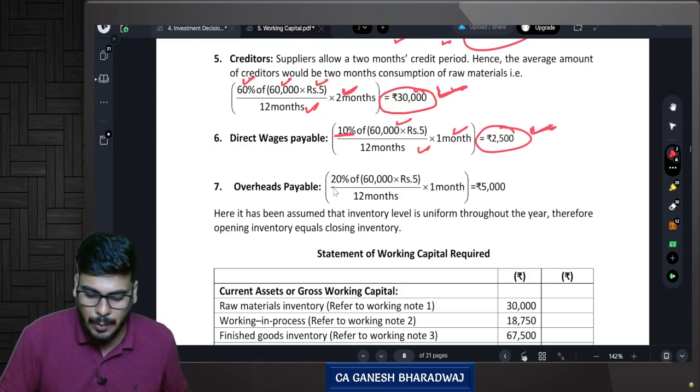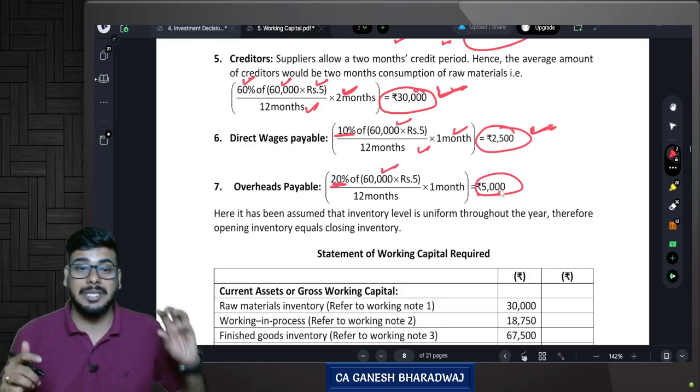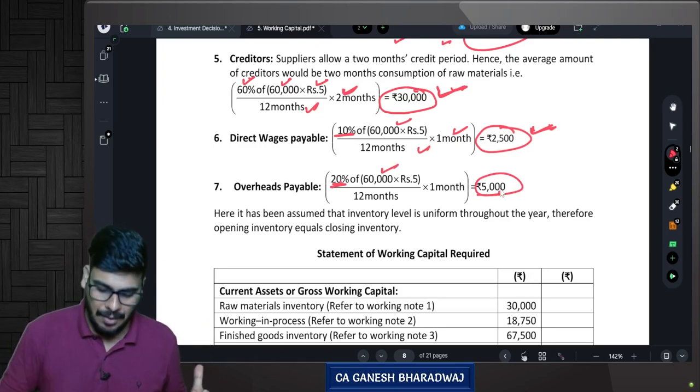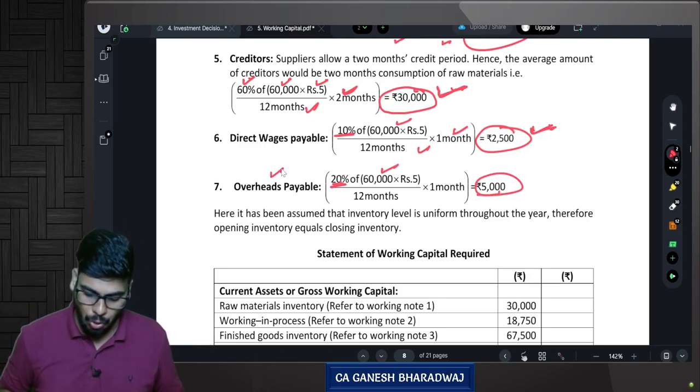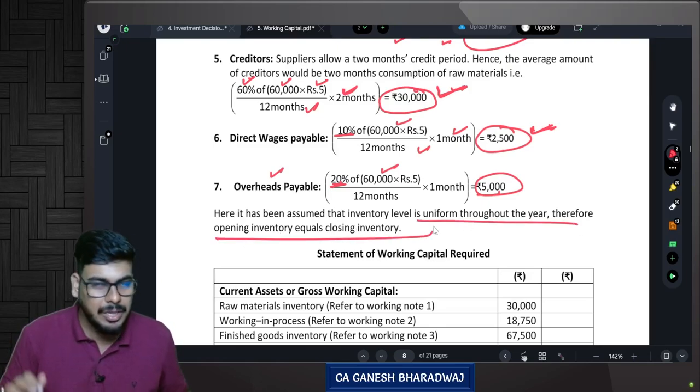And then overheads is 20% of my total sales into 1/12. It's going to be 5,000 rupees, the amount that gets indirectly funded by way of delaying payment of overheads. Here it is assumed that the inventory level is uniform throughout the year. Therefore, opening inventory equals closing inventory.